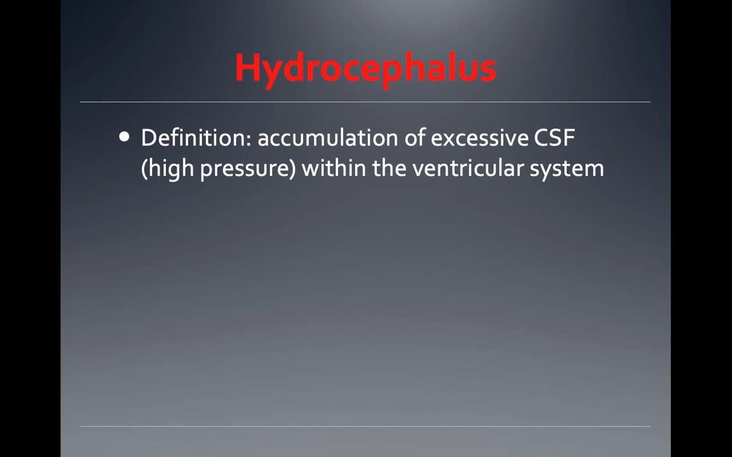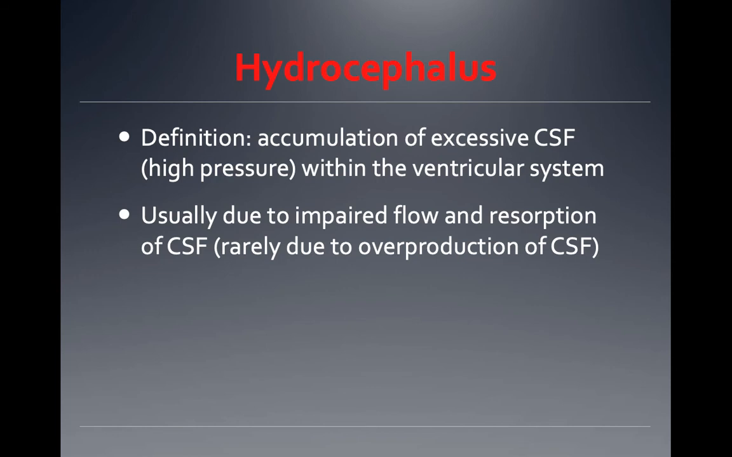So let's talk about hydrocephalus first, and we said this is an accumulation of cerebral spinal fluid creating a high pressure in the ventricular system. And this is usually due to impaired flow or impaired resorption of the cerebral spinal fluid, which we're going to talk about how this all occurs in detail. It's not typically because of overproduction of the CSF though.